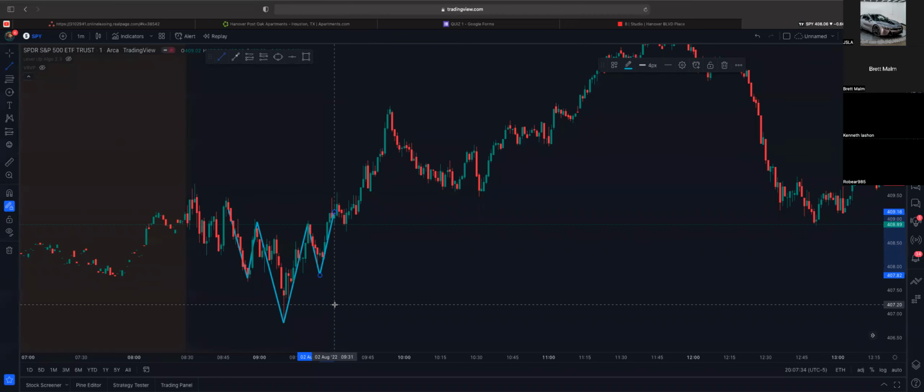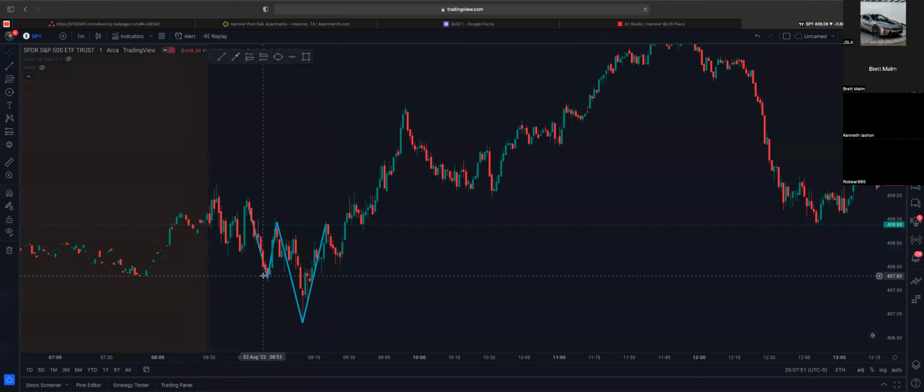Okay, so the one way that I identify a nice way to tell how strong of a head and shoulders it is, I'm going to show y'all the entries and everything in a minute, but let me show y'all something. This is a little gem for you. Make sure y'all pay attention to this, right? So in an inverse head and shoulders, do y'all see the low of this first shoulder? Do y'all see that?